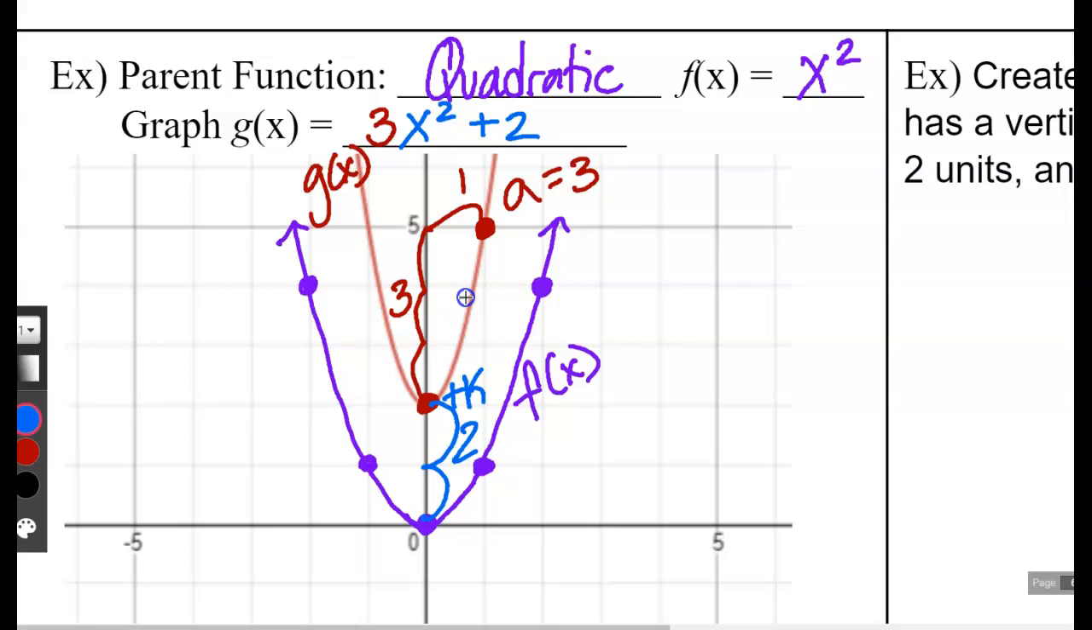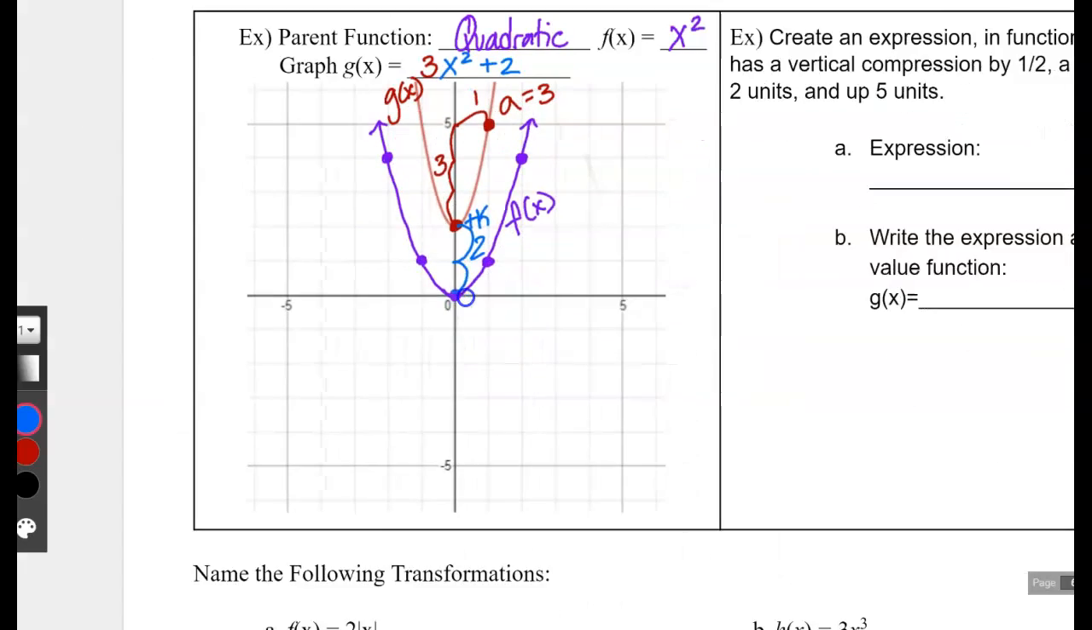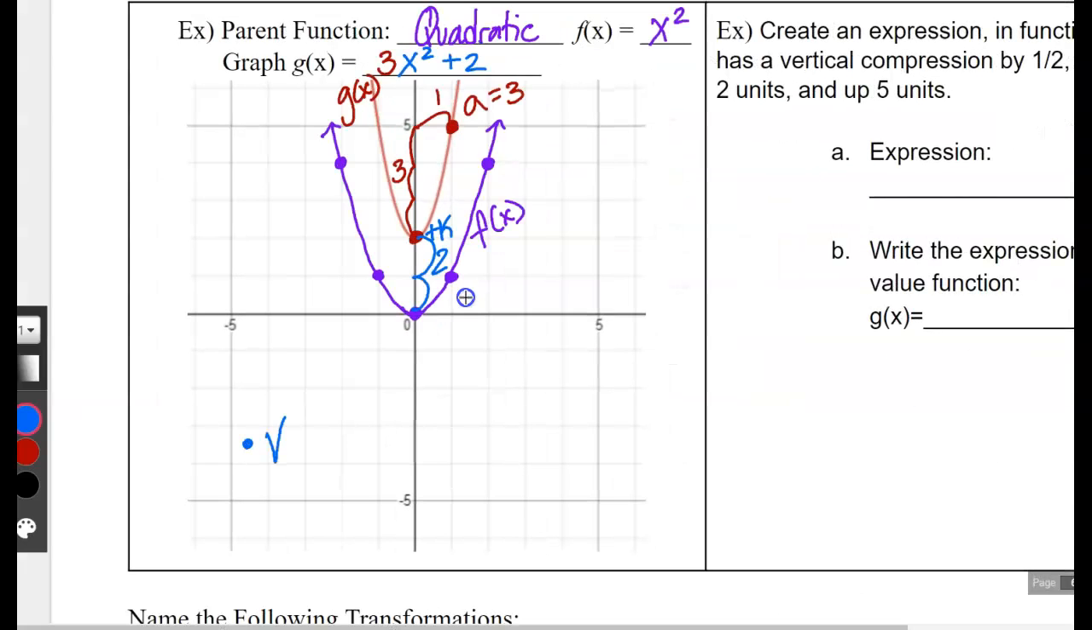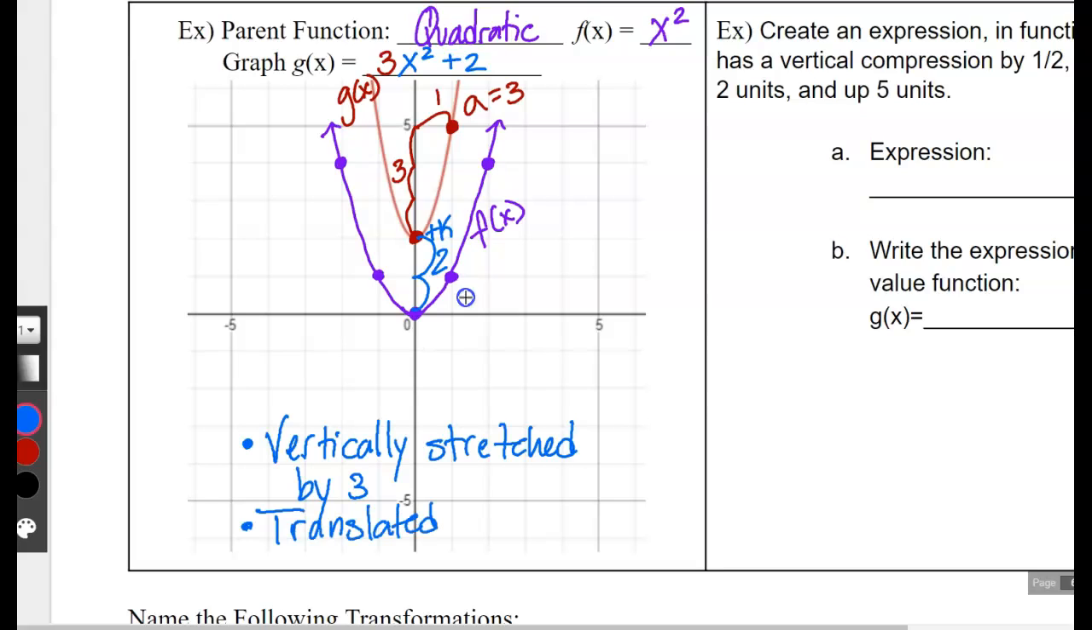So this graph has done 2 transformations. It's been vertically stretched by 3. And it's been also what? What else has it been? Yes. Translated up 2. These are the transformations.